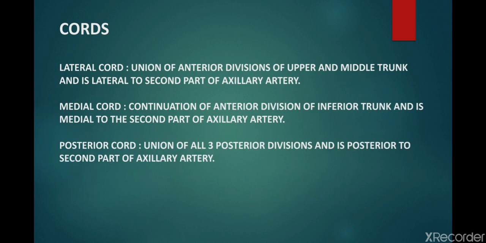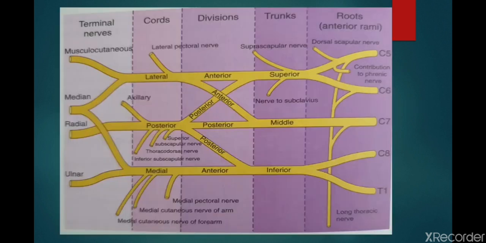Now cords. We said there were three cords: the lateral cord, the medial cord and the posterior cord. I told you earlier about their formation. Here the only important point to be noted is that the lateral cord will be lateral to the second part of the axillary artery, whereas the medial cord will be medial to the second part of the axillary artery, and the posterior cord will be posterior to the second part of the axillary artery. So that's how the cords are positioned. And now we have the picture once again, which I will go through fast to give you a quick explanation.